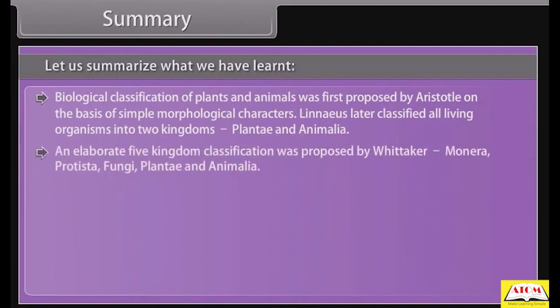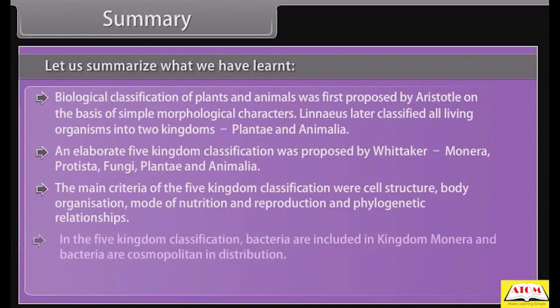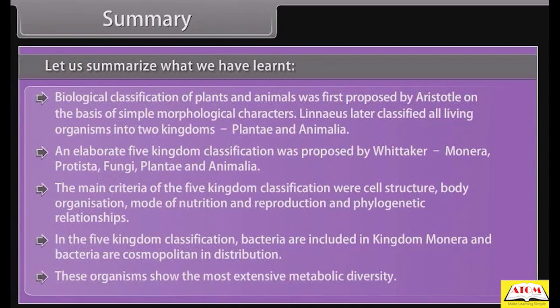An elaborate 5-kingdom classification was proposed by Whittaker: Monera, Protista, Fungi, Plantae, and Animalia. The main criteria of the 5-kingdom classification were cell structure, body organization, mode of nutrition and reproduction, and phylogenetic relationships. In the 5-kingdom classification, bacteria are included in kingdom Monera, and bacteria are cosmopolitan in distribution. These organisms show the most extensive metabolic diversity.